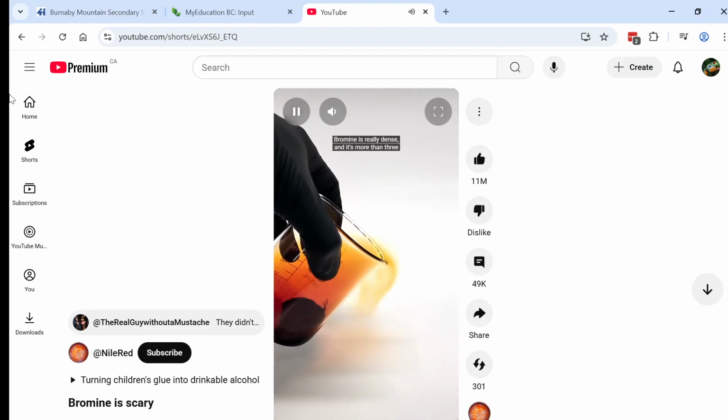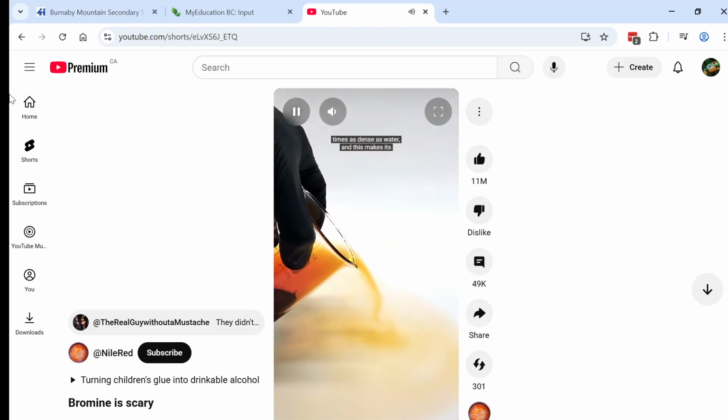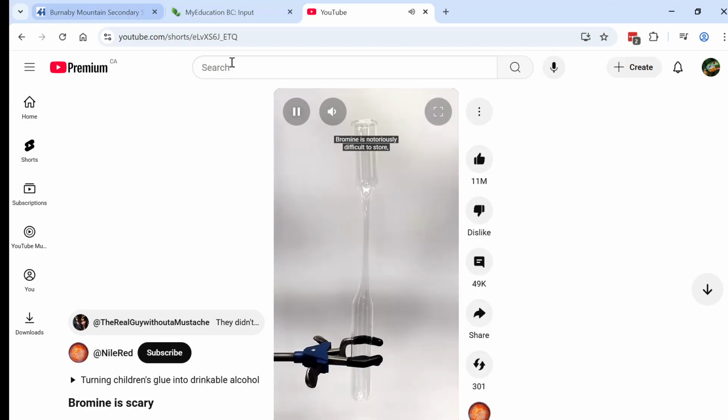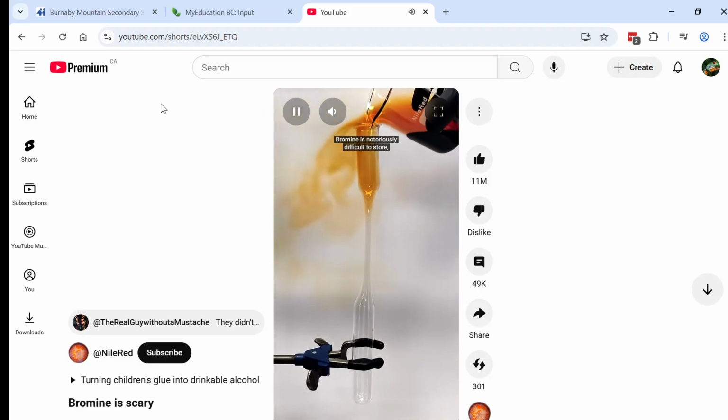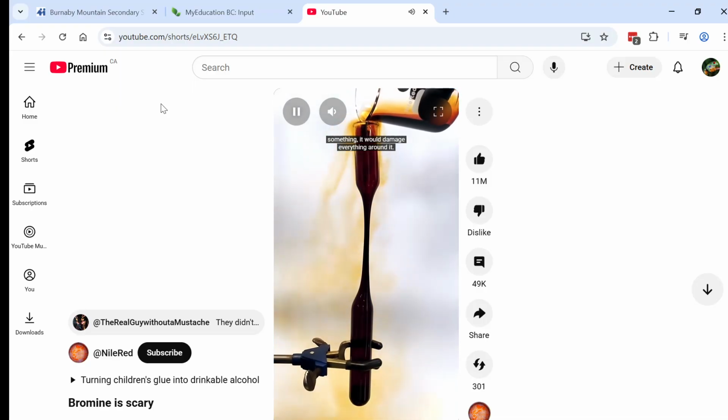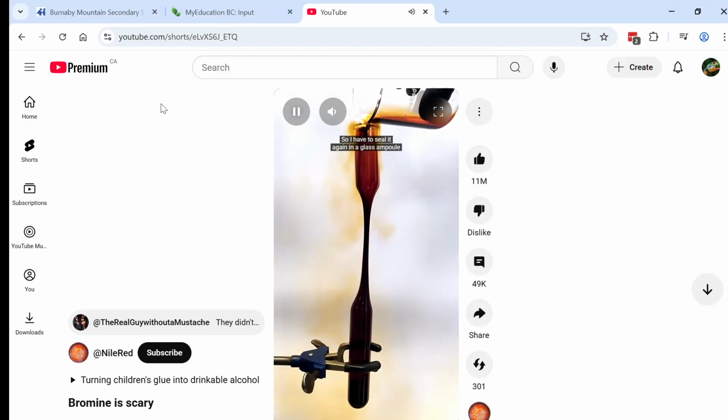Bromine's really dense, and it's more than 3 times as dense as water, and this makes its vapor really heavy. Bromine's notoriously difficult to store, and if I just put it all back into a bottle or something, it would damage everything around it. So I have to seal it again in a glass ampule that I made from a test tube.